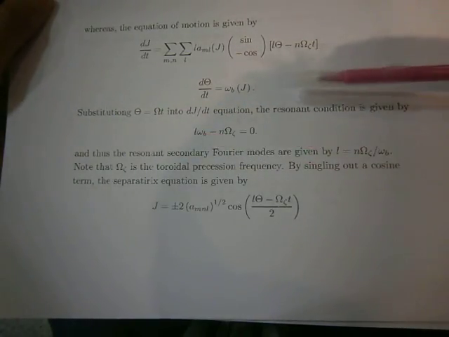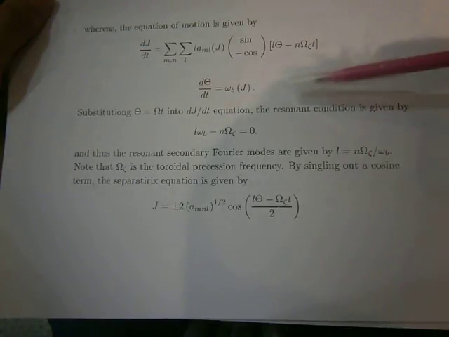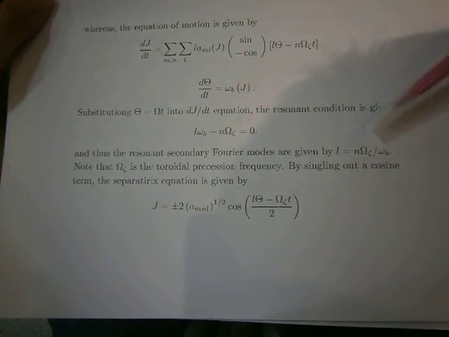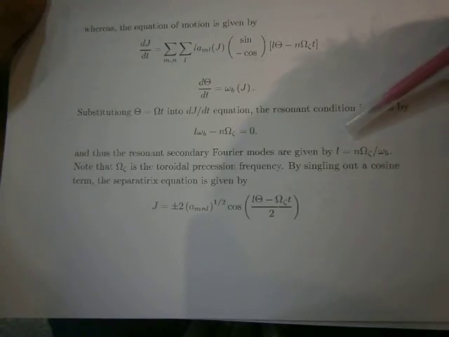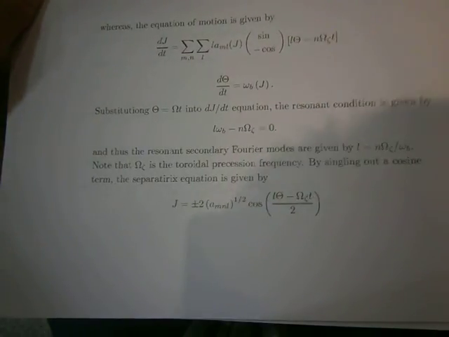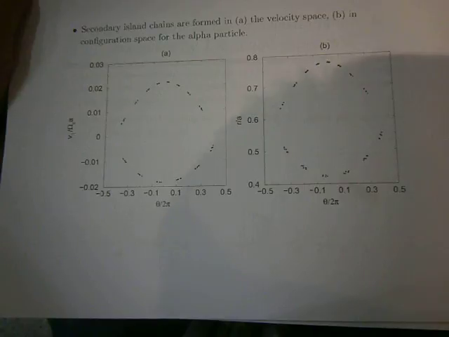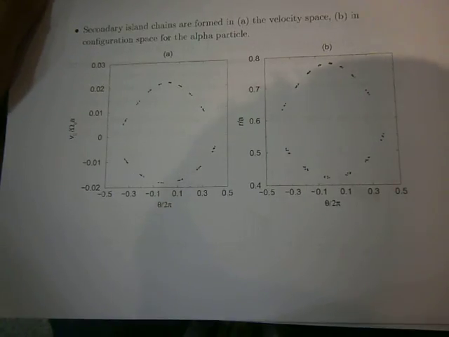Into the equation. The resonant condition is given by, and this resonance, the secondary Fourier mode, is given by L. Now note that the toroidal precession frequency, together with the constant time, gives the equation. Secondary island chains are formed in velocity space and in configuration space for alpha particles.